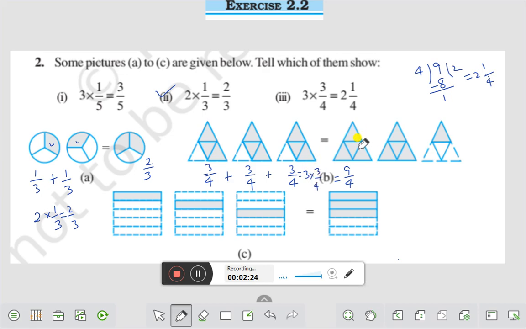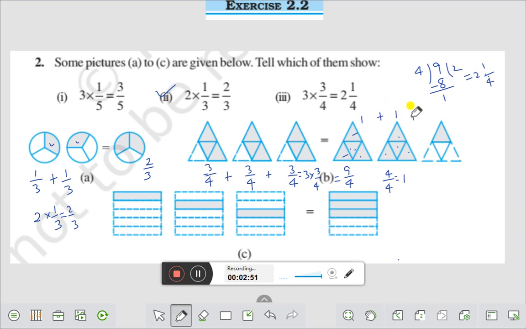Right? Now here in this case you see 1, 2, 3, 4. Now it is 4 by 4 parts. 4 by 4 is equal to 1. Right? That is equal to 1 part. 4 by 4 means 1 whole. 1, 2, 3, 4. It is also 4 by 4. That is 1. This is 1. 1 plus 1.